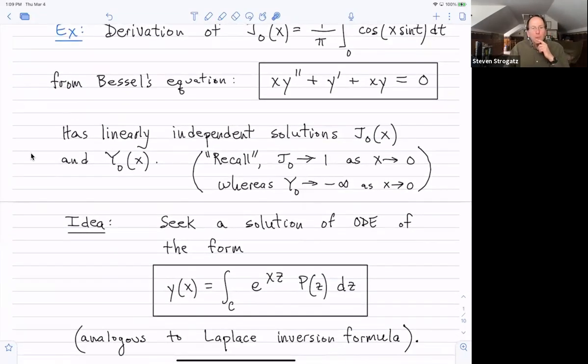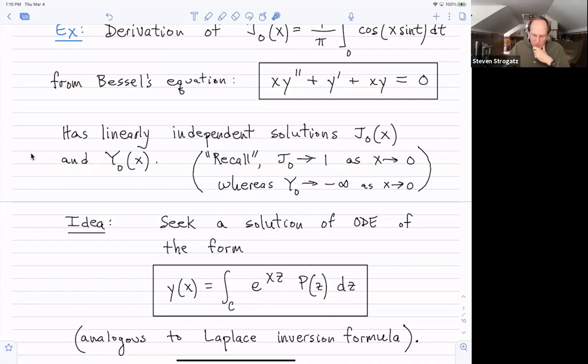So here's our strategy. We're going to look for a solution in the form of this inspired integral, something of the form e to the xz times some function p of z that we're going to choose to make it all work, integrated in the complex plane, the z-plane, on some contour C, which is something else that we're free to choose. So we're going to be at liberty to choose C and p correctly to make this work.